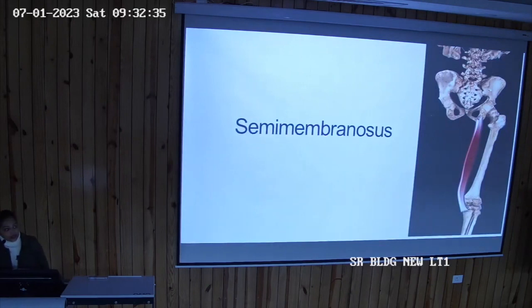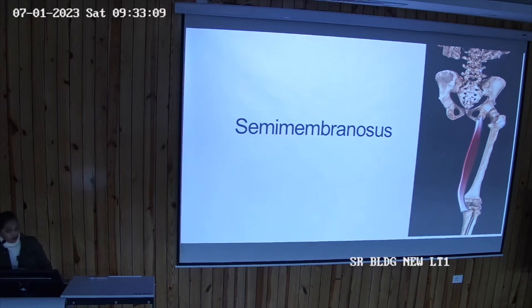Semimembranosus. You can see the diagram and tell: it takes origin from the superolateral part of the ischial tuberosity, forms a fleshy belly, then goes downwards and gets inserted over the posterior surface of the medial condyle of the tibia, in a groove which is present over here. Okay, I showed this earlier in the landmarks. There is a groove on the posterior side of the medial condyle of the tibia.